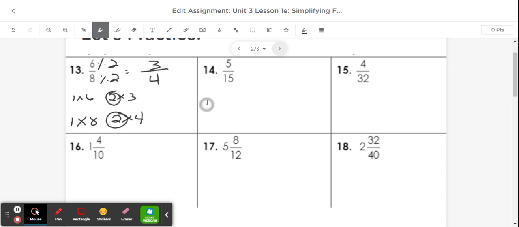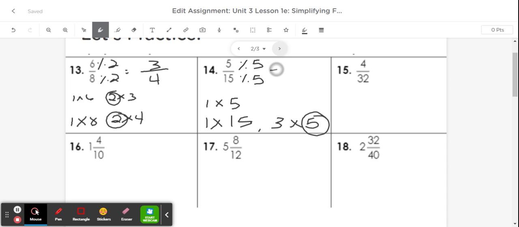Okay, let's do this one. 1 times 5 for the first one. 1 times 15, and 3 times 5, and 5's our biggest. Divide them both by 5. 5 divided by 5 is 1. 15 divided by 5 is 3. Great job.